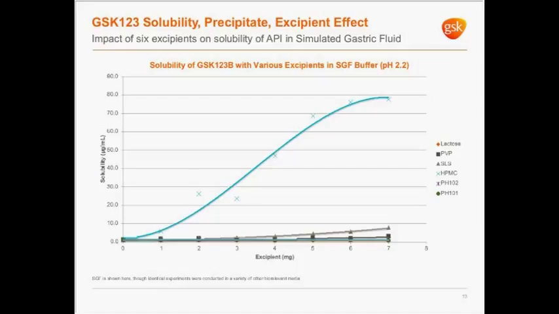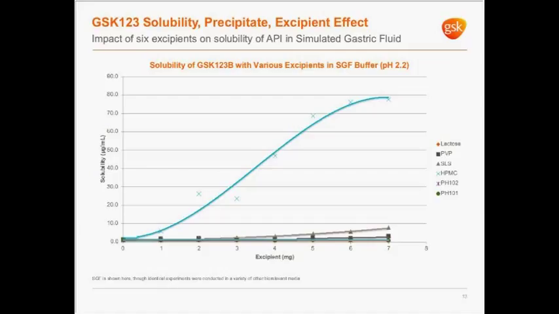HPMC is a binding agent, and it seems to increase the drug concentration in solution significantly as the portion of HPMC increases. And you can see the contribution of the excipient on the x-axis. There's 240 data points on this particular slide, and they provide very good insight into our drug's behavior.